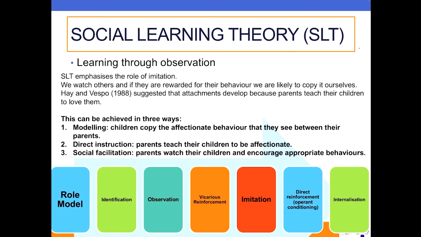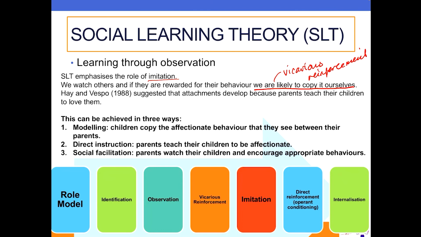So the social learning theory emphasizes the role of imitation. We watch others, and if they are rewarded for their behavior, we are likely to copy it ourselves. And it's this part, we are likely to copy it ourselves, that relates to vicarious reinforcement. This can be achieved in three ways.